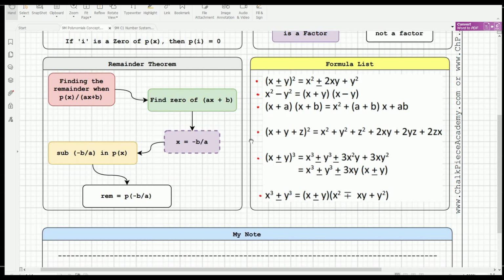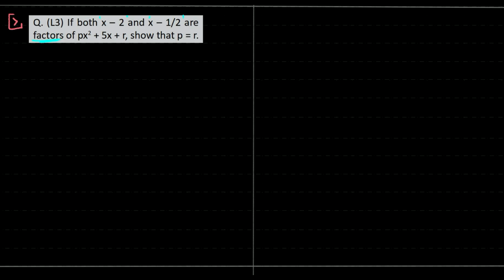How will you find the remainder? Using the remainder theorem, which tells us to find the 0 of the divisor, and then substitute it in your expression p of x, and that will give us the remainder. So in this case, since it's a factor, it has to be equal to 0. Okay, first things first, let's figure out what is given.